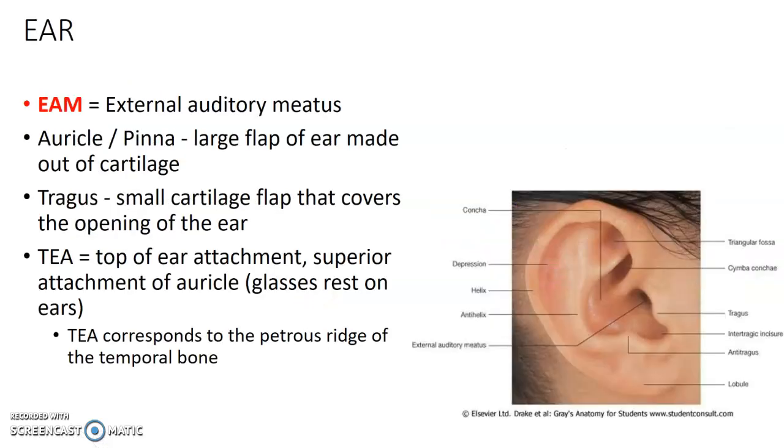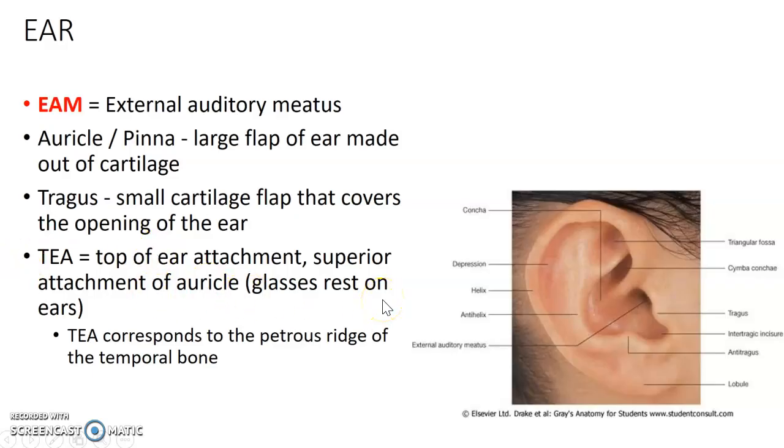Okay, for ear, EAM is the major one that you're going to hear most often with any head work. So EAM is the external auditory meatus. That's this entrance here to the ear. Auricle or pinna, that's the large flap of the ear. Tragus, small cartilage flap that covers the opening of the ear. And then TEA, top of ear attachment. That's the superior attachment of the auricle.